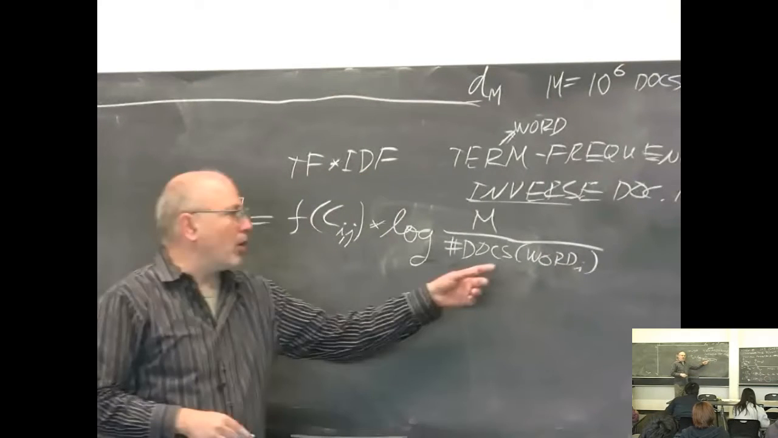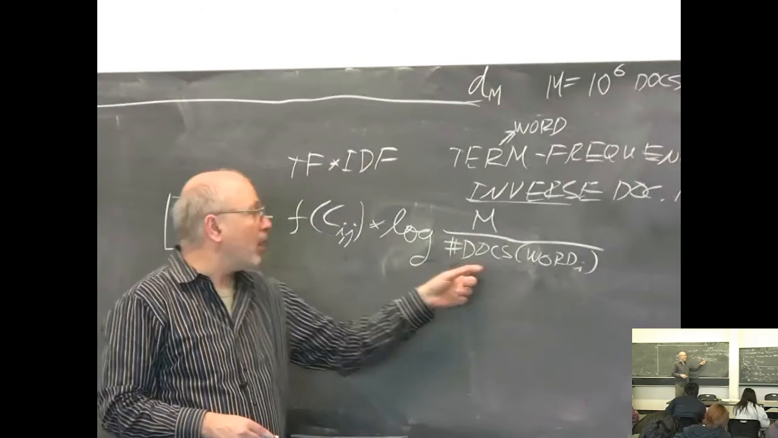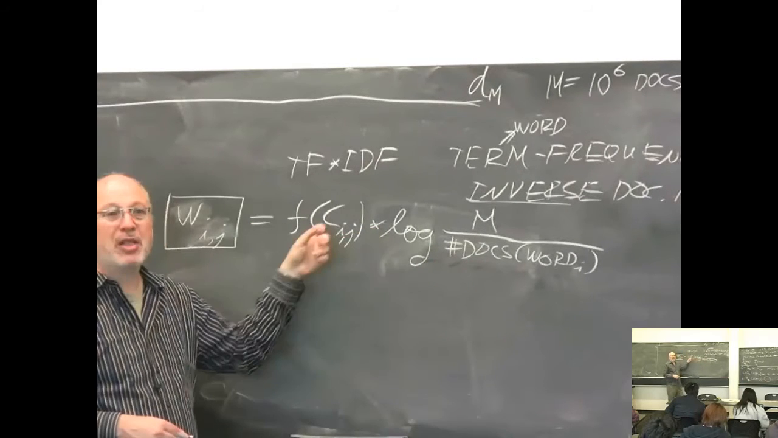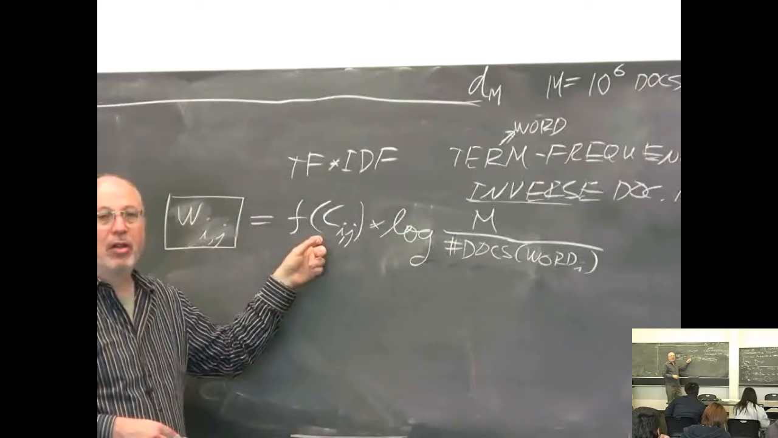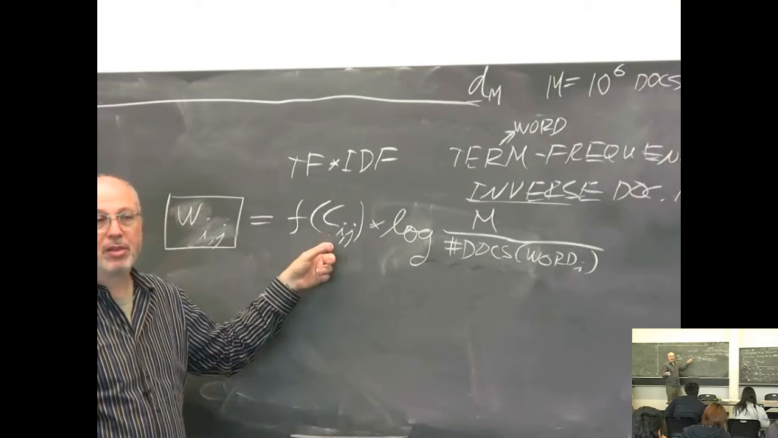So for the case of the, this would be m over m, which is 1. Log of 1 would be 0. This multiplies it by 0. That means it doesn't matter how many times the occurred in the current document. Since it occurs in all documents, I'm not going to count it at all. It's not going to affect my weight.